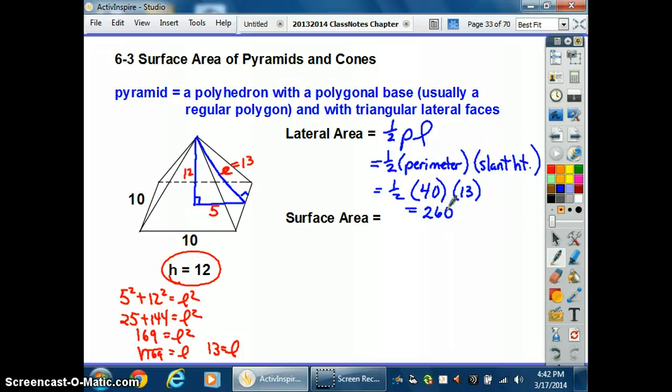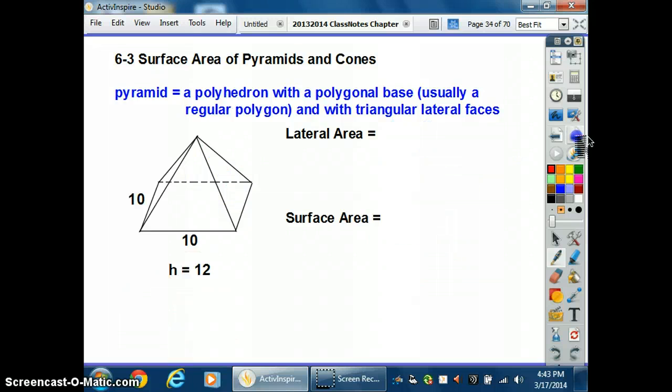The surface area is the lateral area plus the area of the base. Okay, we've already found the lateral area to be 260, and our base is a square, which is 10 by 10, and that's 100. So our area is 360. Let's try another one.